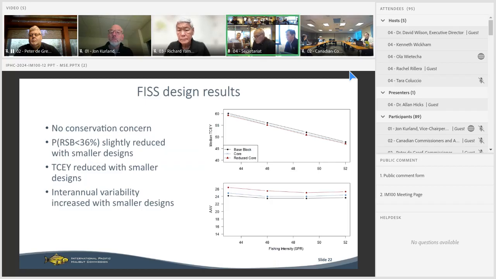So to summarize here, the FISS design results, there's no conservation concern with reducing the FISS design. However, there was a slight reduction in the probability that the relative spawning biomass was less than 36%, and that was because the TCY was reduced with smaller designs. The more you go into the core, the more reduction in the TCY there was. And the interannual variability actually increased with the smaller designs. So here, reducing the FISS design, as you would expect, reduces the TCY and increases the interannual variability. I think both of those were undesirable qualities, but there's other things to trade off with as well.